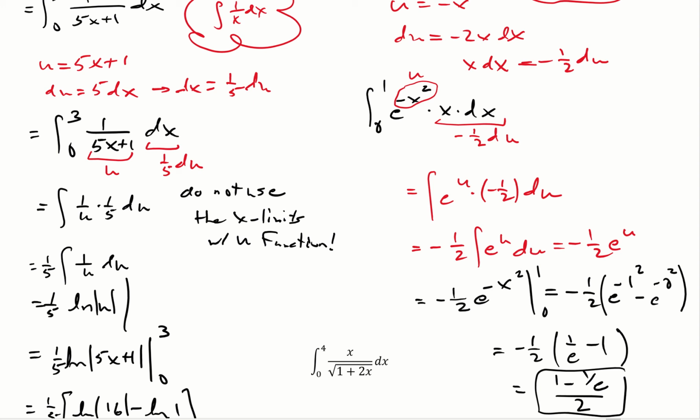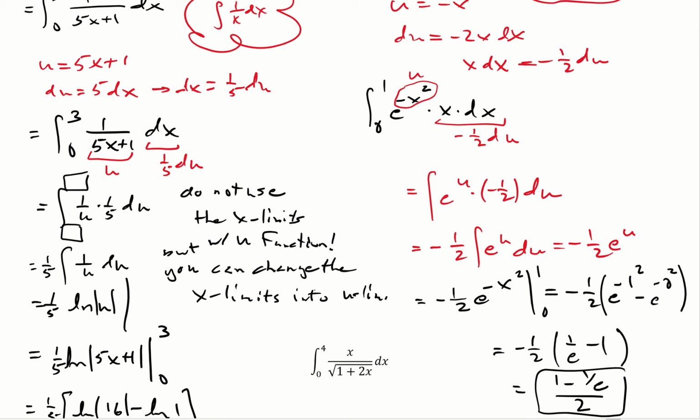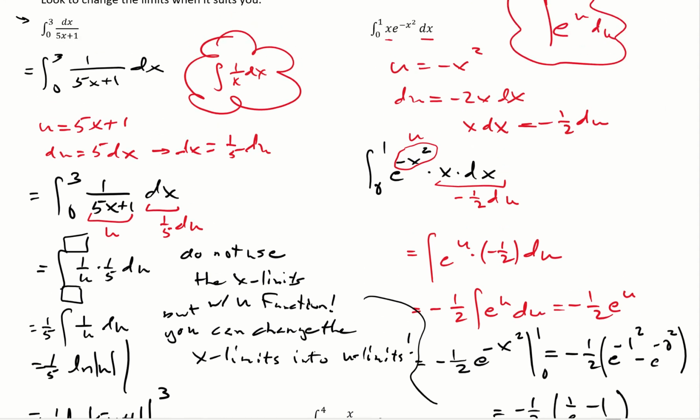So one of the lessons that you can do in this case, though, watch this, is if you get to the u guy right here and you don't put limits in, and I did this on a previous example, I think I did it on the previous video, you can change the x limits into u limits. Okay, how do you do that? Well, it's up here. Let's do this example.